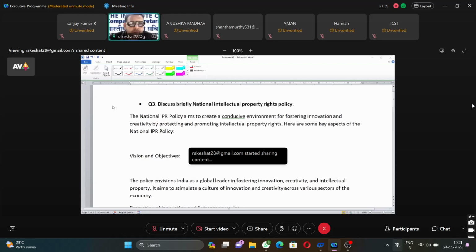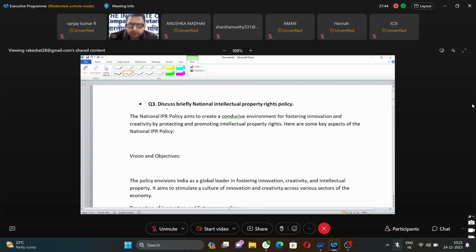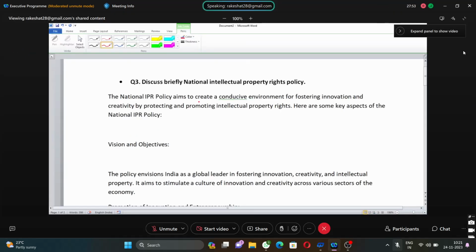The question is to discuss briefly the National Intellectual Property Rights Policy. Now, what exactly is it? Let's check. The National IPR policy aims to create a conducive environment for fostering innovation and creativity by protecting and promoting intellectual property rights. There are some key aspects of the National IPR policy.